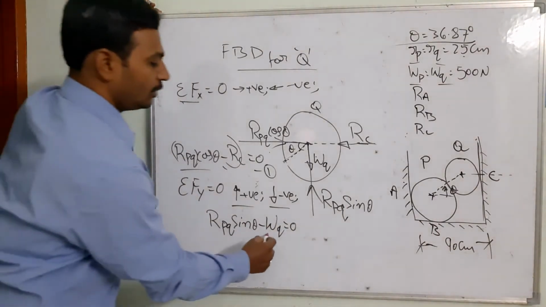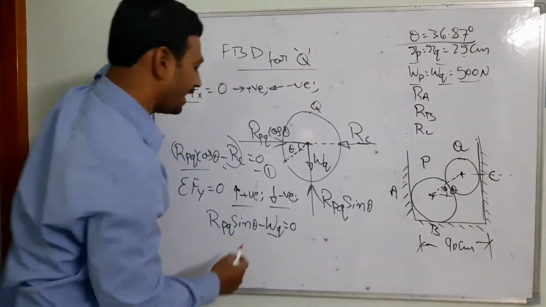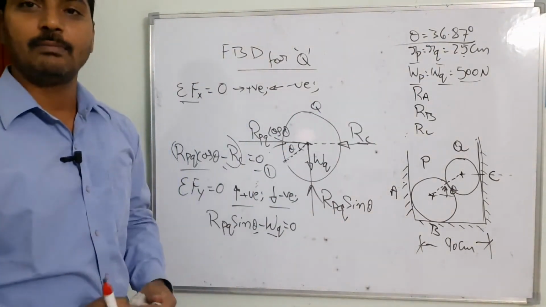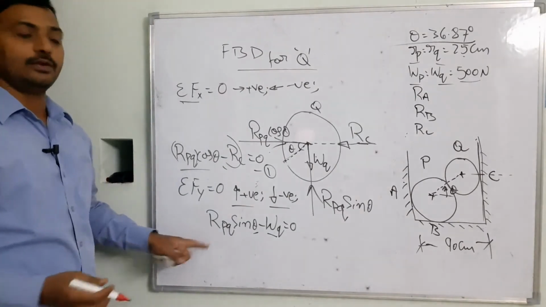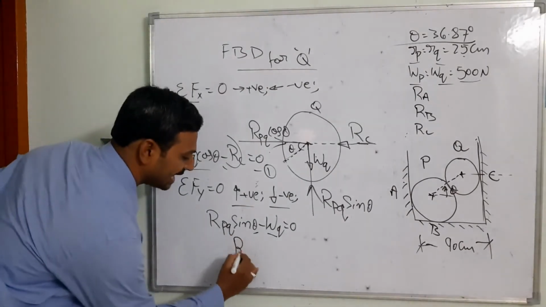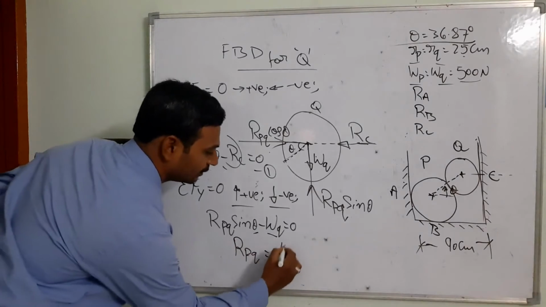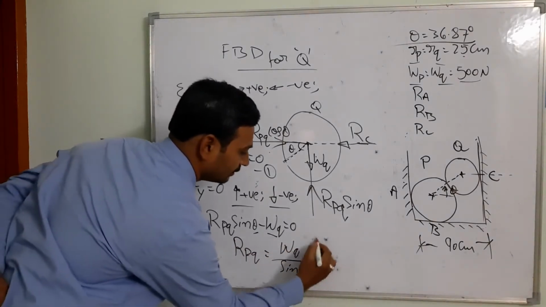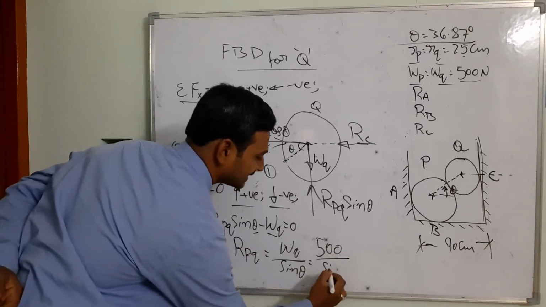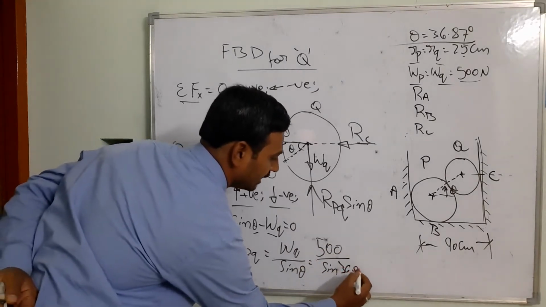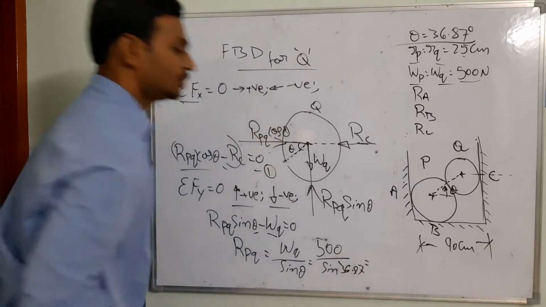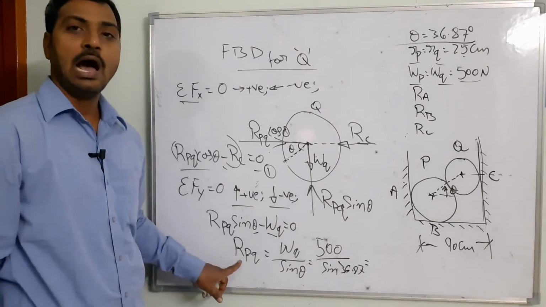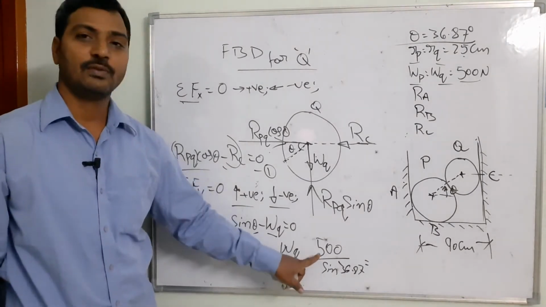Right? I know W_Q is equal to 500 newtons. I know theta is equal to 36.87. By using these two parameters, I can calculate the R_PQ. So how am I going to write it? R_PQ is equal to W_Q by sin theta, so that is equal to 500 by sin 36.87. Right? So what is the final value from this part?